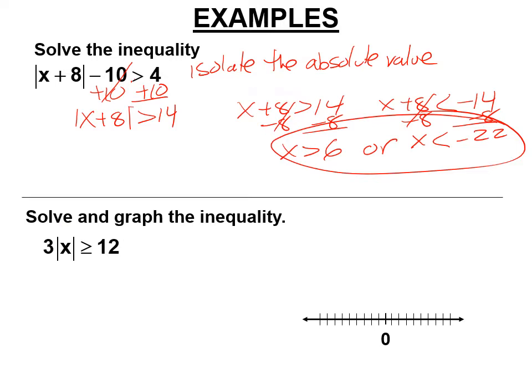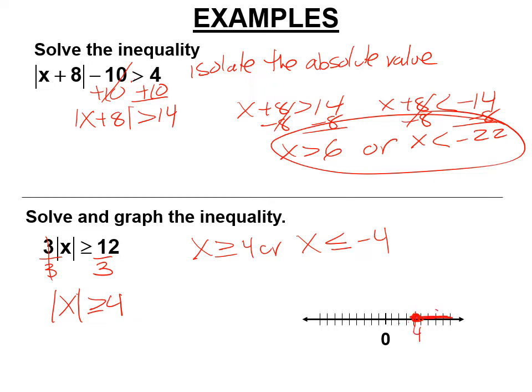Once again, we have to isolate the absolute value, so we're going to divide both sides by 3. And we have the absolute value of x is greater than or equal to 4. Then you do x is greater than or equal to 4, or x is less than or equal to -4. And the graph of that is 1, 2, 3, 4, closed circle, 1, 2, 3, -4, closed circle. There's no overlap. The only way they can have a solution is if it's an "or" inequality.